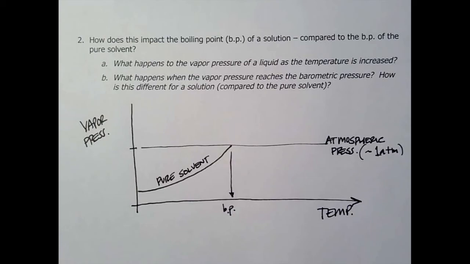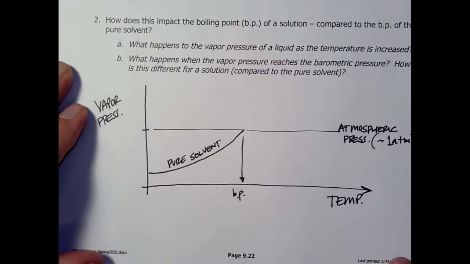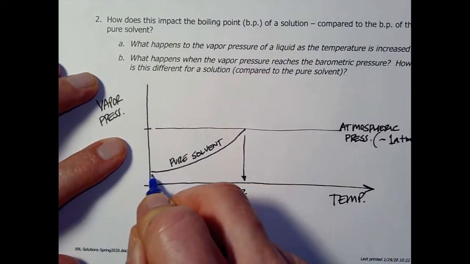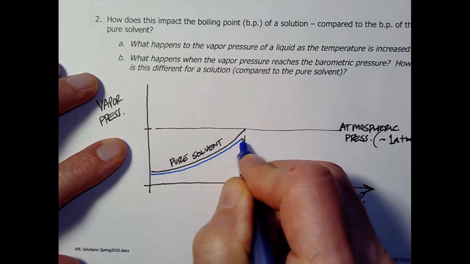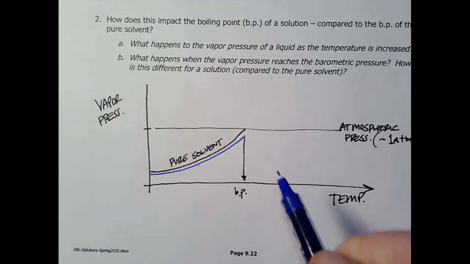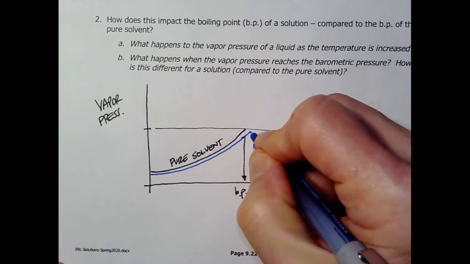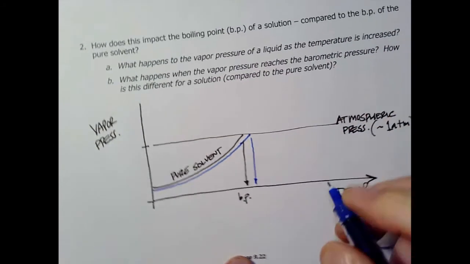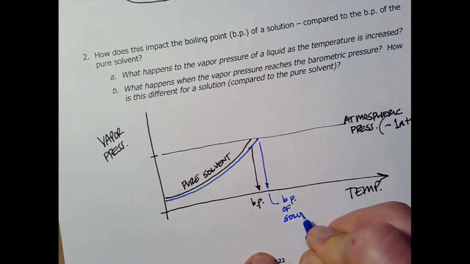Now, we already said up here the vapor pressure will be lower. So the same thing happens for the solution, only it's all going to happen at a lower temperature. So it's going to trail along like that. Now, at the normal boiling point, the pressure isn't high enough to start boiling. So this thing continues on like that, which means here is the boiling point of the solution.